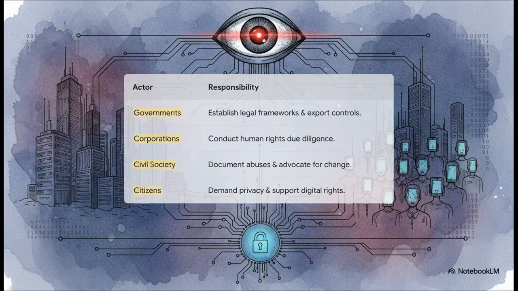But there is a path forward. It's just not simple. It requires everyone to step up. Governments have to set clear rules and control exports. Corporations need to actually check for human rights impacts and have the courage to say no to harmful contracts. Civil society organizations have to keep exposing abuses. And for us as citizens, we have to demand better privacy protections and support the groups fighting for our digital rights.